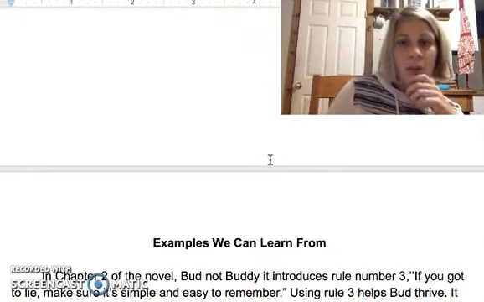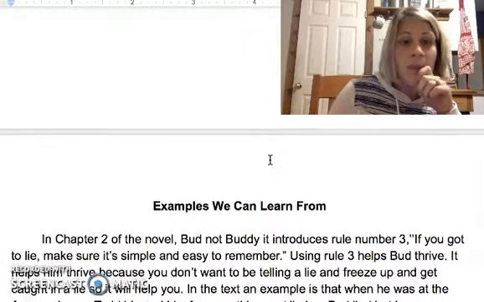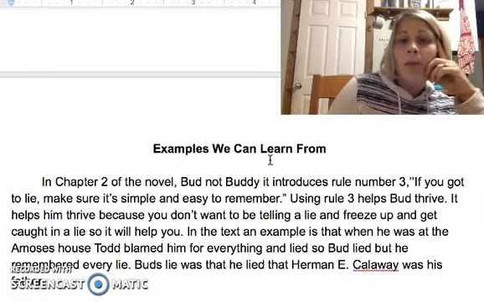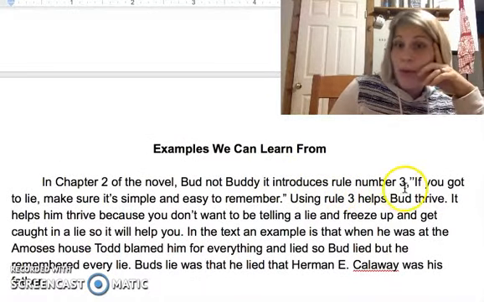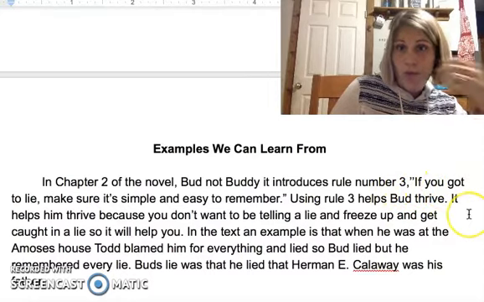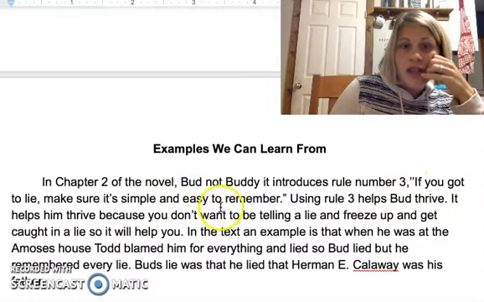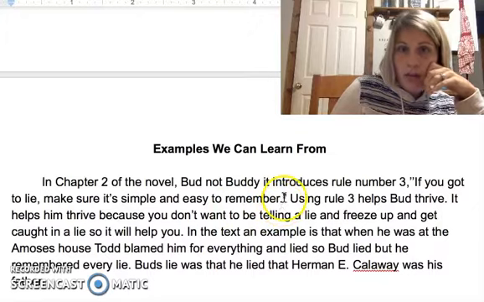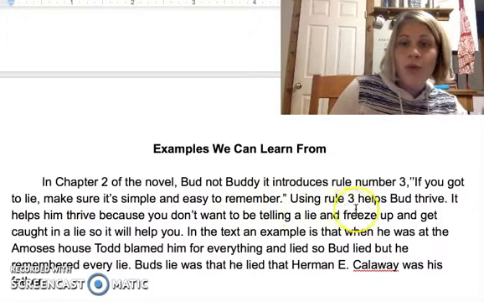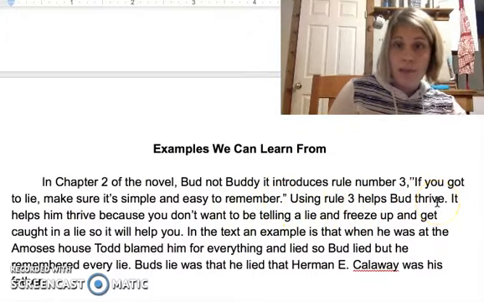Okay, here's some examples that we can learn from that they did a really good job. In chapter 2 of the novel, Bud, Not Buddy, it introduces rule number 3, comma. Now we have the quote: "If you got to lie, make sure it's simple and easy to remember," period, end quote. "Using rule 3 helps Bud thrive." There's the claim, okay?